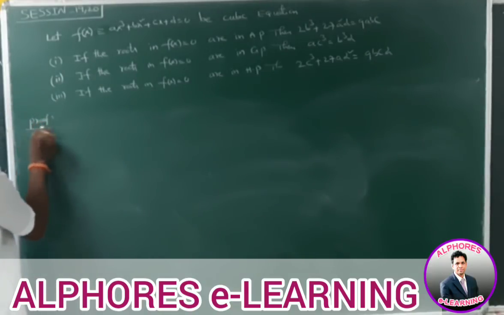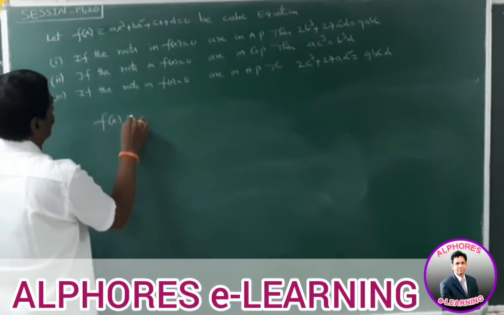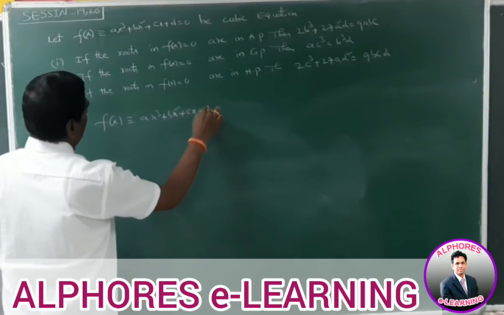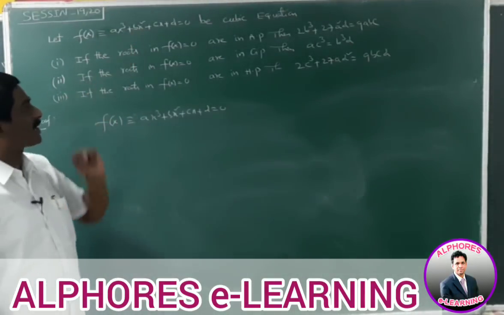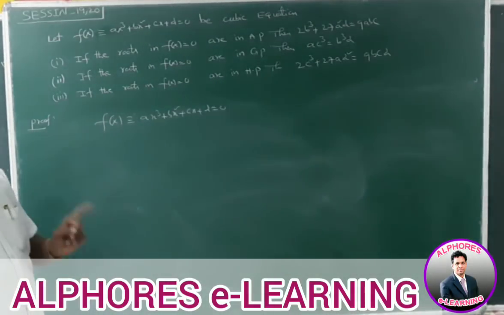Proof. First, given equation, f of x is equal to ax cube plus bx square plus cx plus d is equal to 0. It is the cubic equation. Let us assume the roots are in AP. AP means a minus d, a plus d.